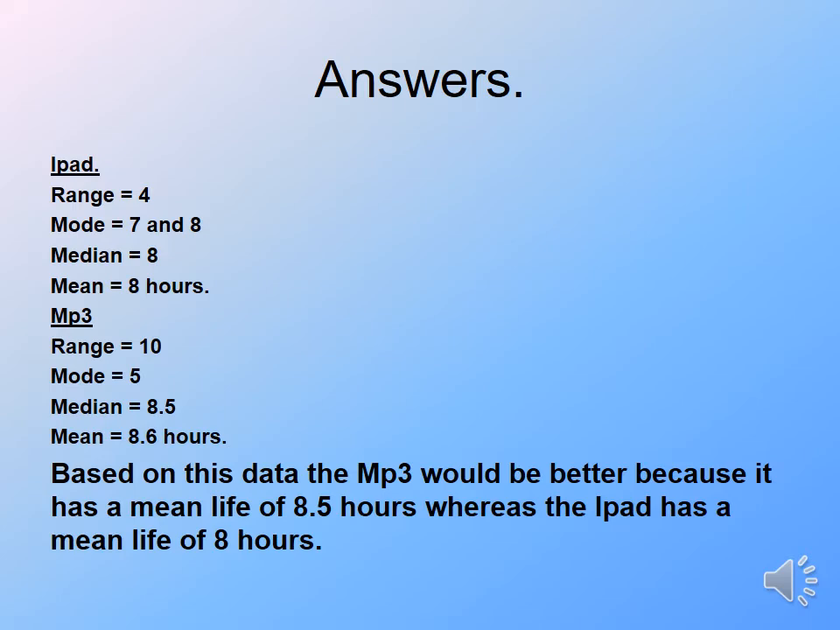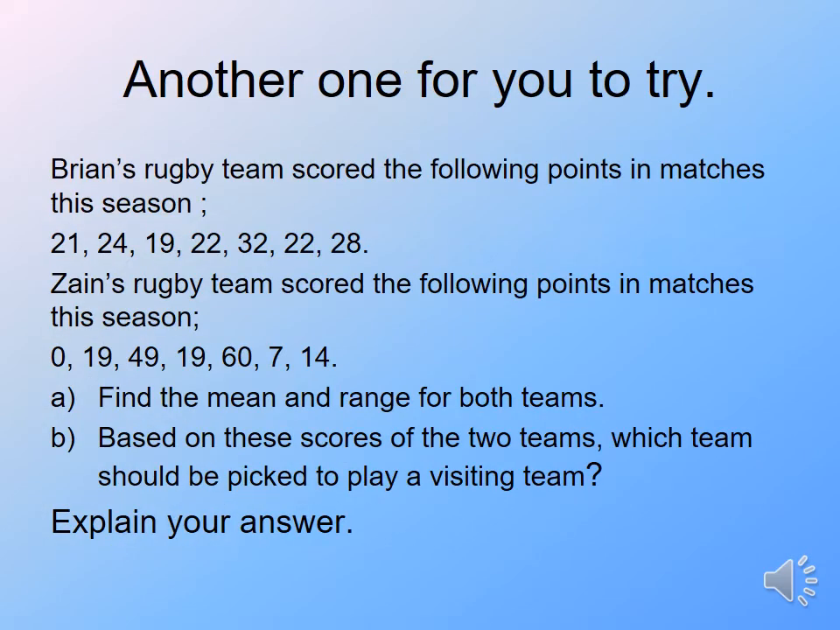Okay, one more. Brian's rugby team has these scores, Zane's rugby team has those scores. You are asked to calculate the mean and the range, and then based on these scores, what would be your decision, which team should be picked to play a visiting team. So I'll leave this up for 5 seconds so that you get a chance to freeze.